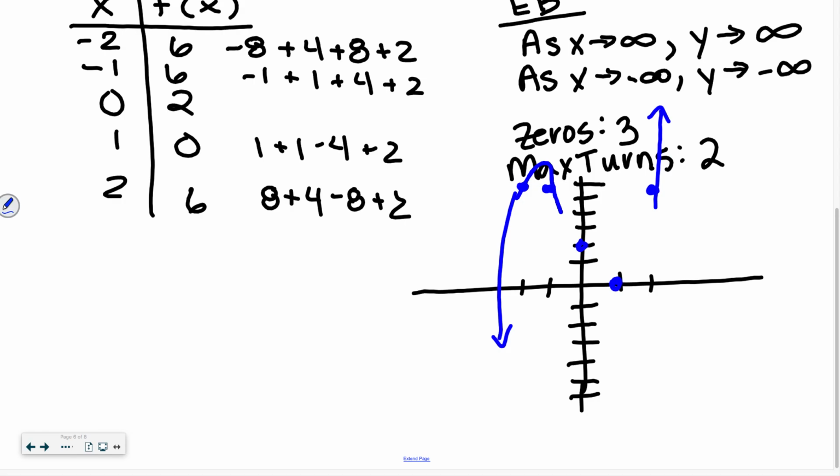Up, down, boom. 2 turns. 1, 2, 3 x-intercepts. I'm fine.